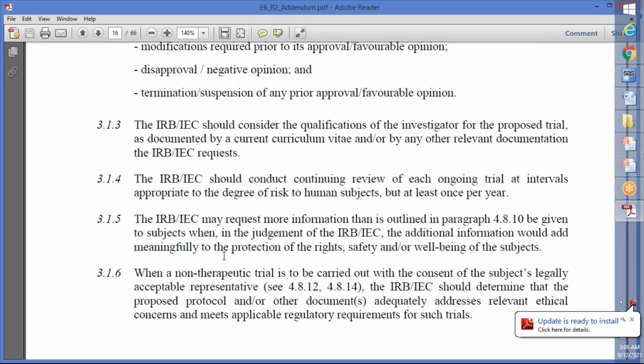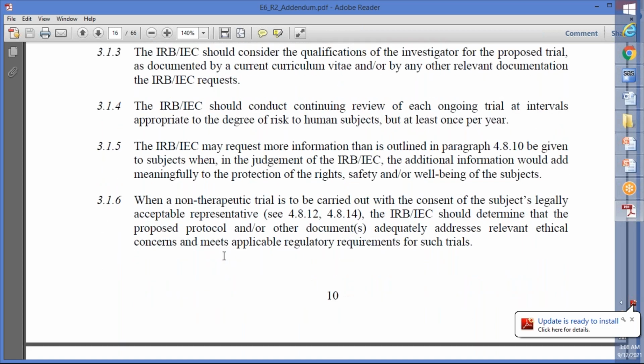4.8.10 covers all the written information to be provided to the subject. This we already discussed; it is given in the same document, 4.8.10. In addition to the information provided in that paragraph, additional information also can be requested, but that additional information should be meaningful, not unnecessary information.